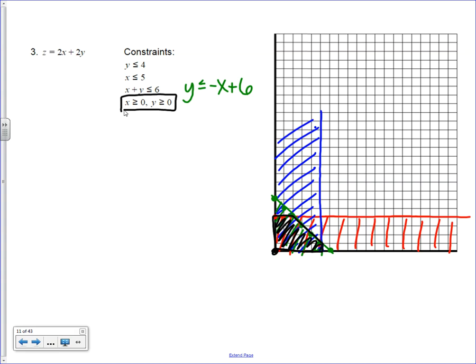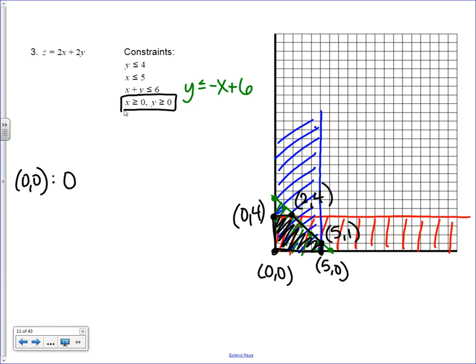Okay, so I have (0, 0). I have this guy right here. Notice it doesn't go all the way to that green one, which is (5, 0). I've got this guy up here, which is (5, 1). This guy over here, which is (2, 4), it looks like. And this one on the y-axis, which is (0, 4). All right, so let's plug them all into my objective function. Well, (0, 0) will just give me 0.